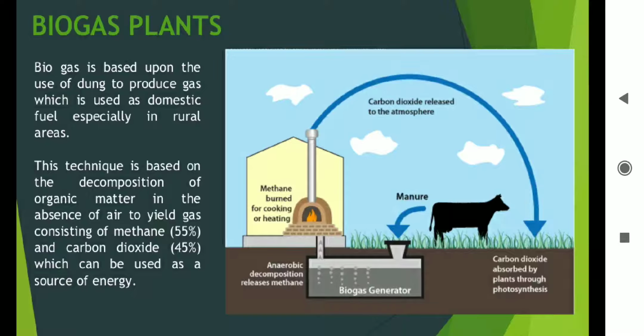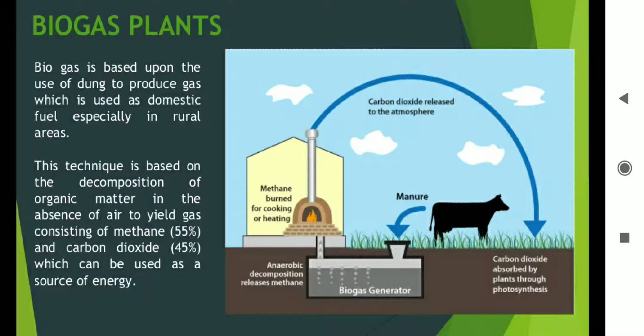As we know, it's a renewable source. Renewable means it also works in a cycle. In biogas, there are two main gases. First is methane, which is 55% of biogas, and 45% is carbon dioxide.